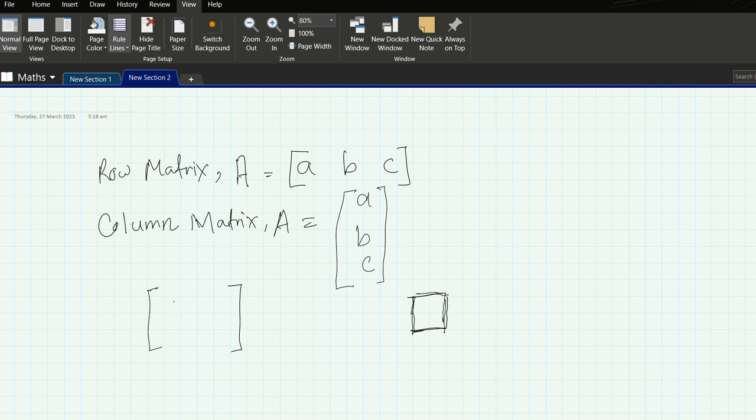in a square matrix, we will have elements which are similar in number both in row and in column. So here is the first column and the second column, both have two elements. And also the first row and second row both have two elements. So it's a 2 by 2 matrix. Okay, 2 by 2. And what do we mean by 2 by 2?